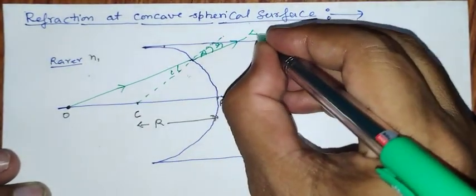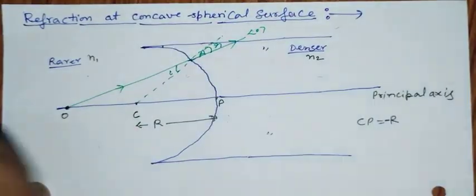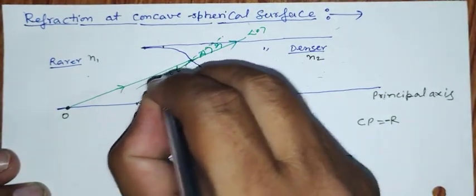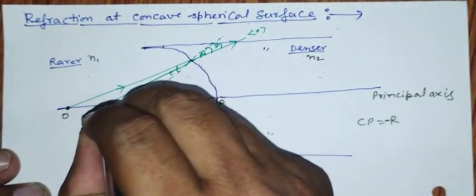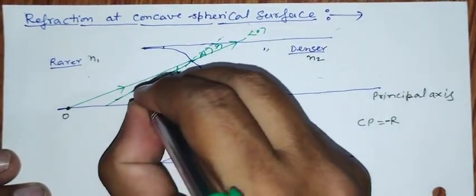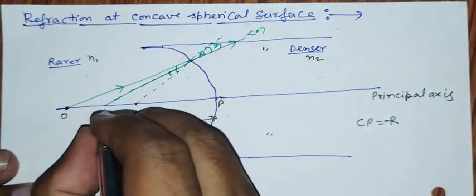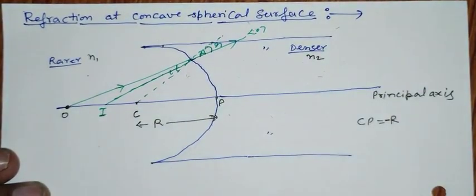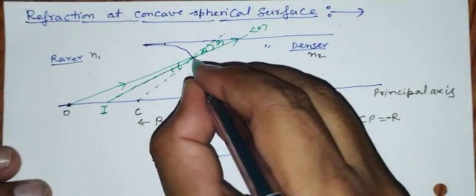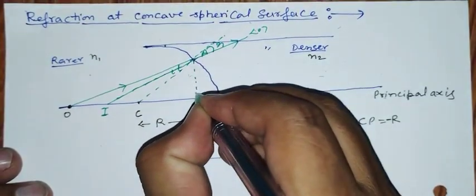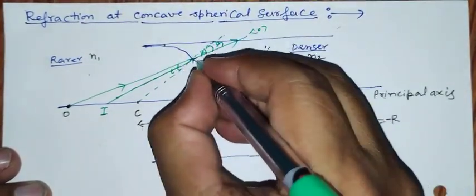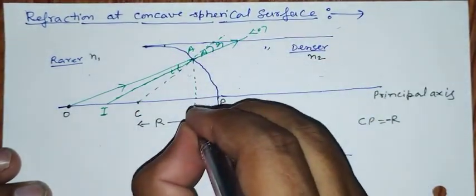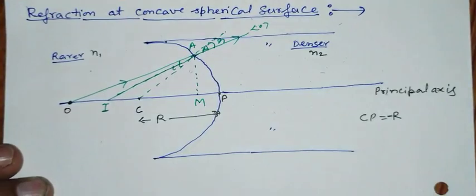So to make an image, extend this line forward and backward here. It seems to pass here. This is the point of the image here. Now join this point here. Take here point A and this point is M.